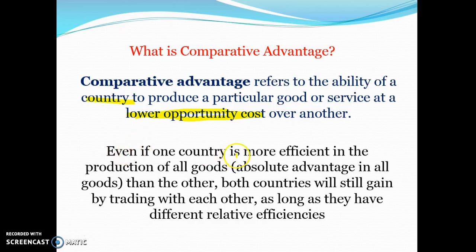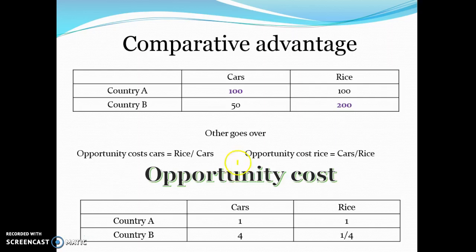Even if one country is more efficient in the production of all goods, in other words, they have an absolute advantage, absolute advantage just means they're better and more efficient at producing a certain product. They can still benefit from trade as long as they both have comparative advantage in one particular product. So here's an example of two countries.